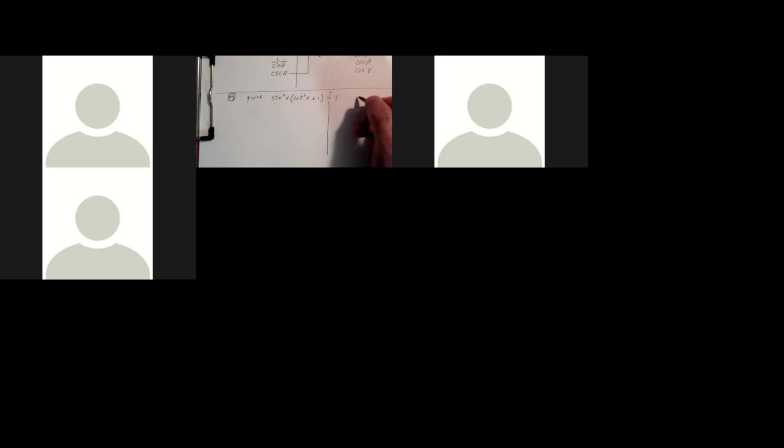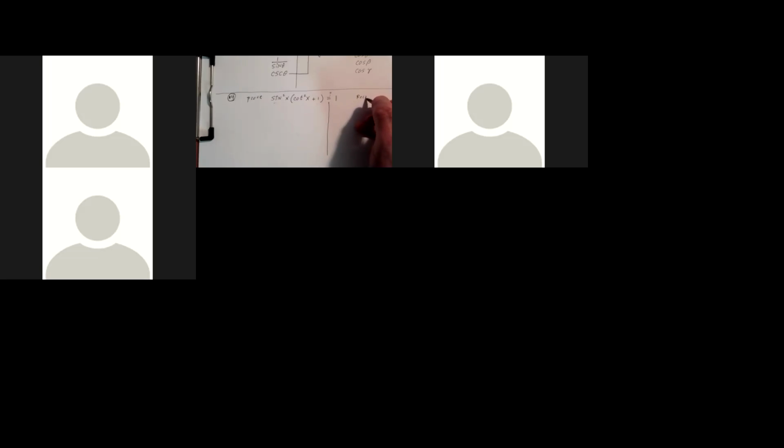Get my ball rolling here, ladies and gentlemen. What do I do here on the left side? Anybody? What can we do? Cotangent of theta squared plus 1 is a Pythagorean identity that is equal to the cosecant of theta squared. Exactly. That's a good place to start.